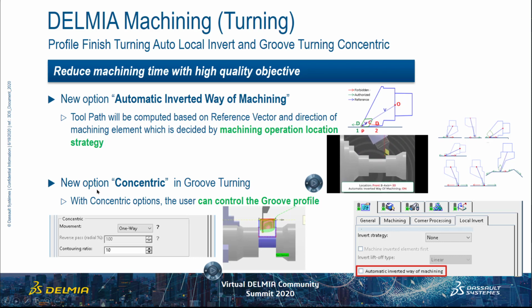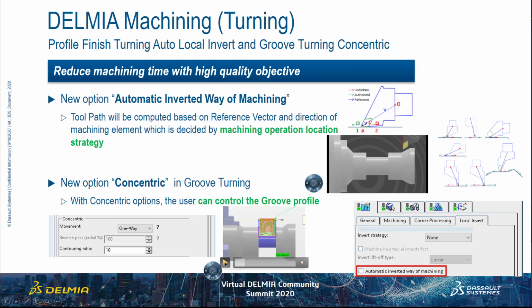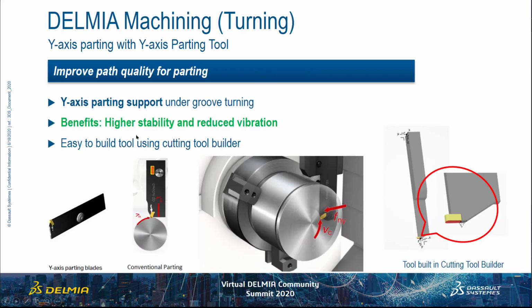The next enhancement here is we have introduced the concentric option in groove turning operation as well. So as you can see here, okay, that should give a very good quality of machining there. Okay, and the next one here is again a new type of tool. It's a parting tool, but it's Y-axis parting, so that's the difference here. And we are now able to support this type of tool as well.